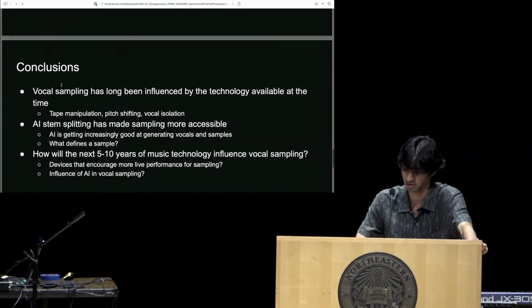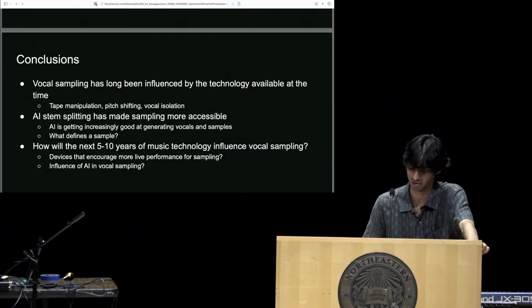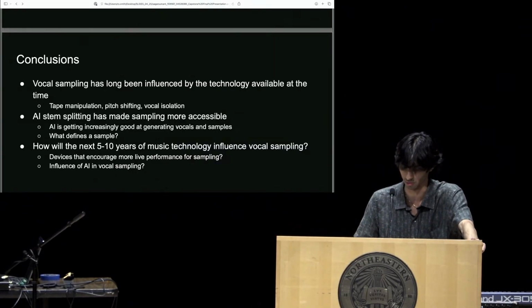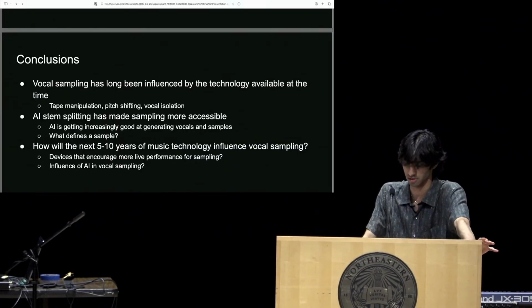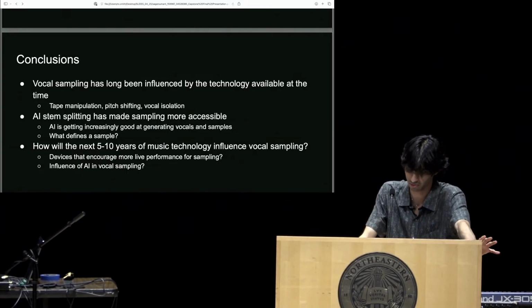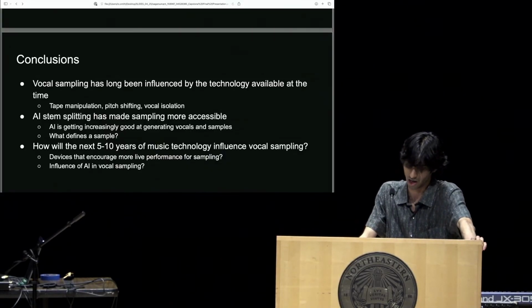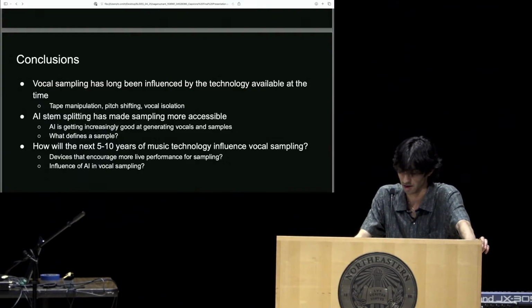And some conclusions. I feel like throughout music technology, the way vocal sampling is done is influenced by what is available at the time, whether it's tape manipulation, digital samplers, or nowadays DAWs. I also think the use of AI stem splitting has made sampling more accessible, whether I'm trying to get a vocal or I'm focusing on the instrumental. However, now AI is getting increasingly good at generating vocals and samples, so that raises the question of what defines a sample.